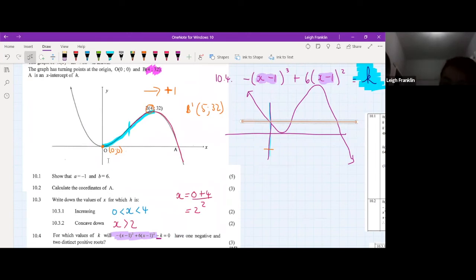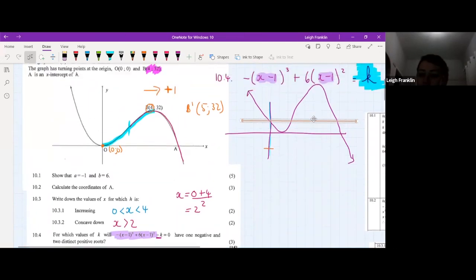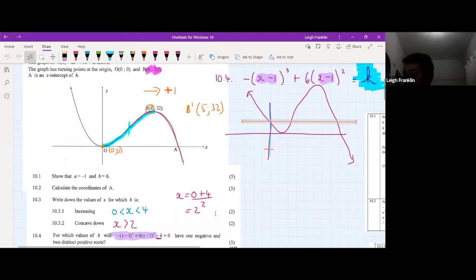So that means it needs to cut the graph in one place where x is negative, and in another two places where it is going to be positive. So if I take my graph, can you see now here, where it is right now, I have got one root that is 0, a positive root, and another positive root. That's what I've got.